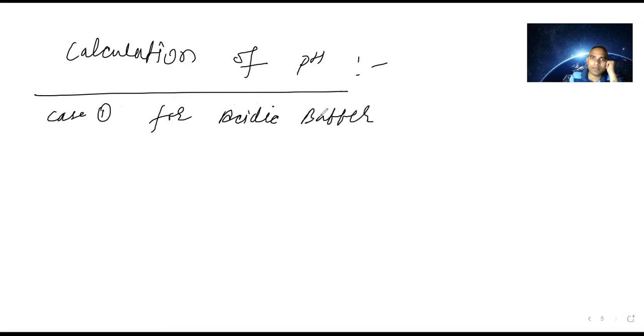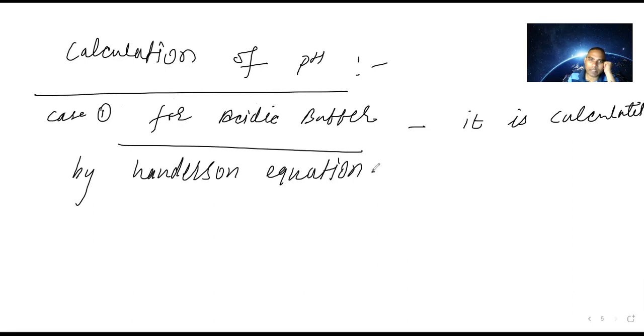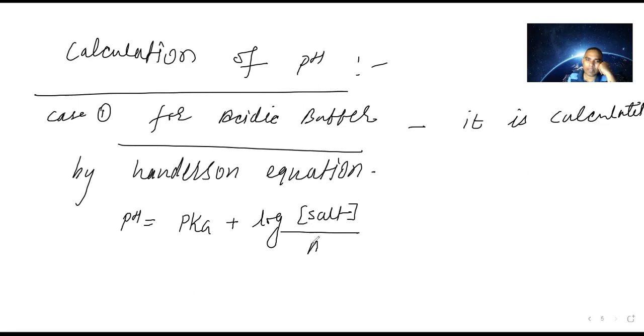If you talk about an acidic buffer, you need to keep in mind it is calculated by the Henderson equation, H-A-N-D-E-R-S-O-N. And what is the Henderson equation? pH is equal to pKa plus log of the concentration of salt upon the concentration of acid.